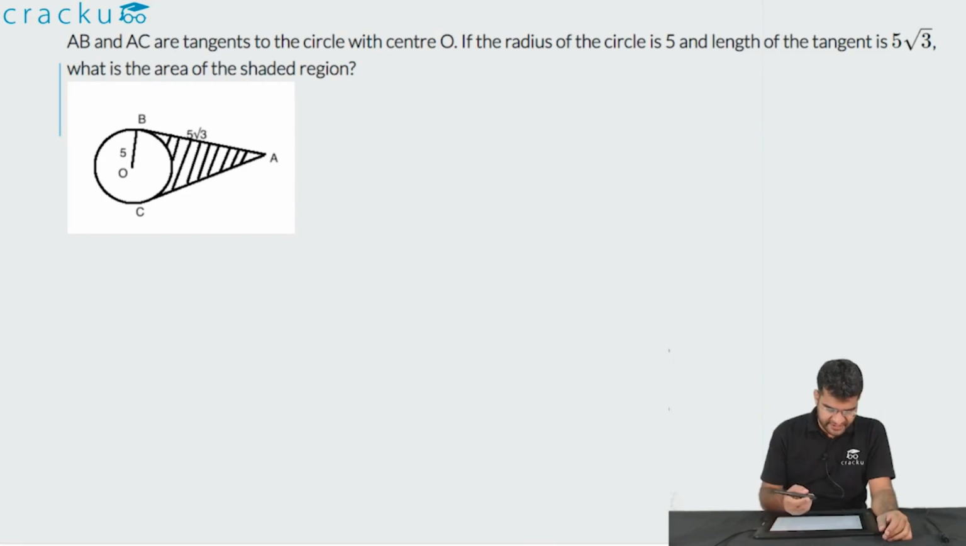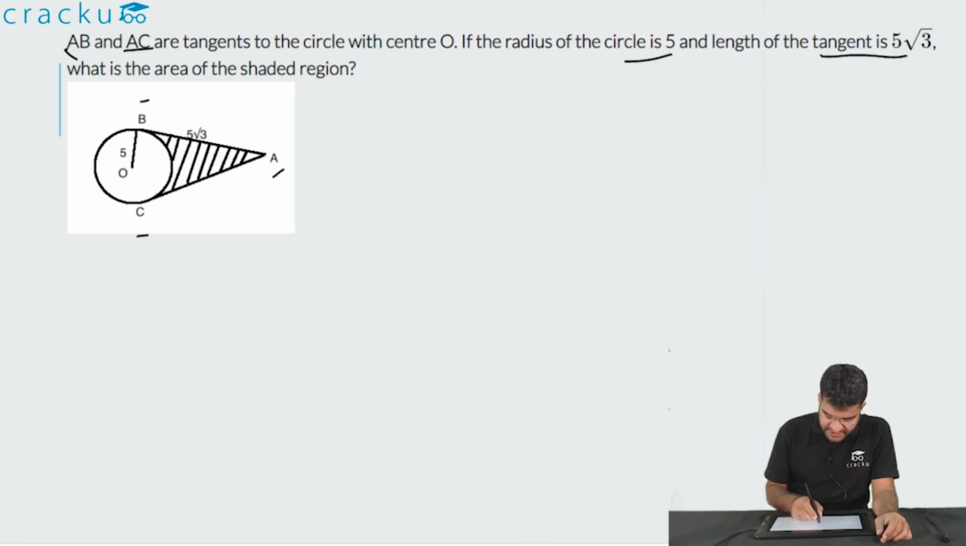In this question, we are given a point A, and we are given two tangents from A to a circle, that is AB and AC, and we are told that the radius of the circle is 5. We are told that the length of each of the tangents is 5 root 3. We are required to find out the area of the shaded region.